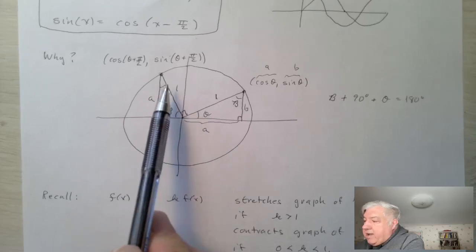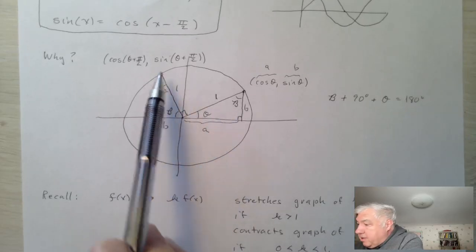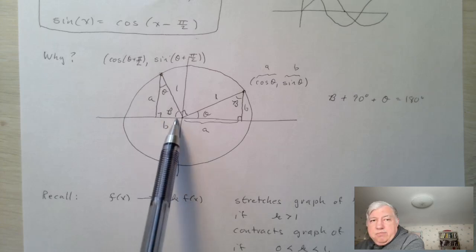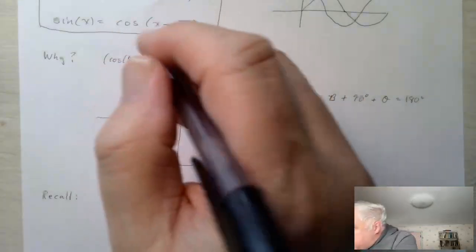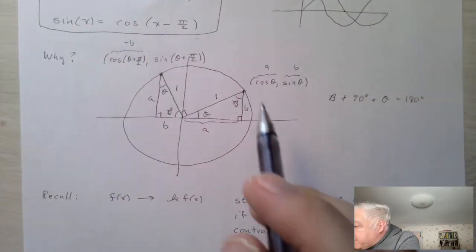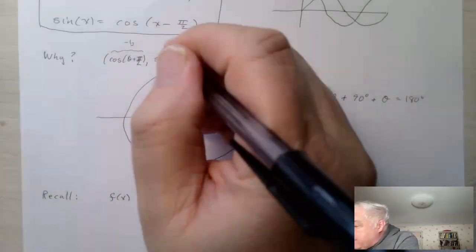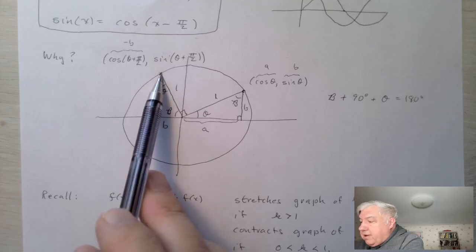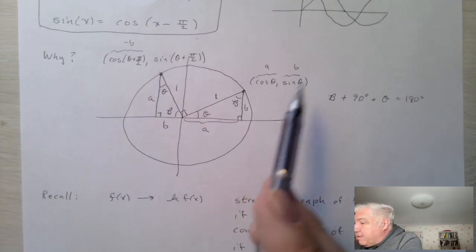Well, the x coordinate here is going to be negative B, right? We're going B units to the left. So the x coordinate is negative B, and the y coordinate is A, because that's this distance, this height. Okay, so this is A.